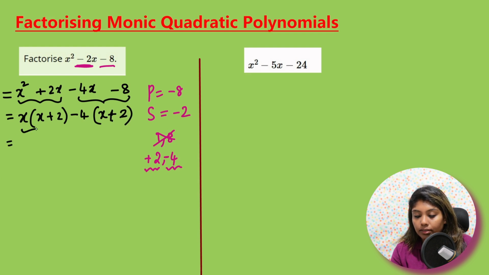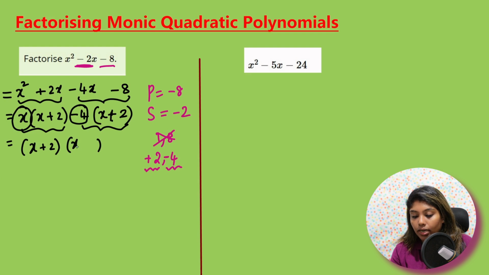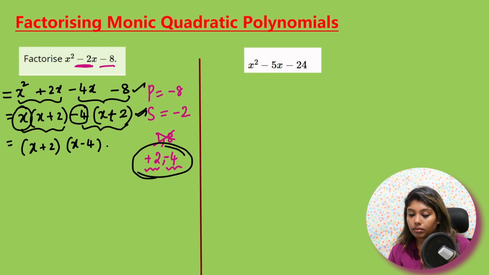Now when you look at this whole term and then this term, you see the x plus 2, which is in brackets, is common. So taking that common out, what remains is this x and then this -4. So I can put them together. That gives me x plus 2, x minus 4.